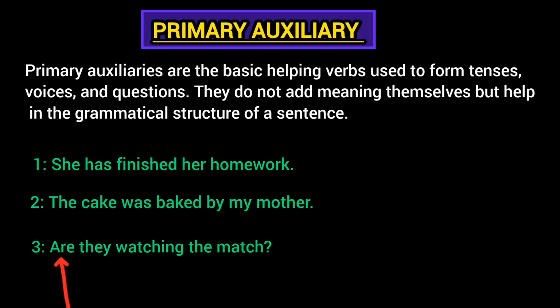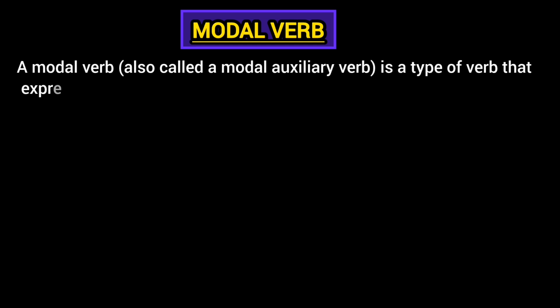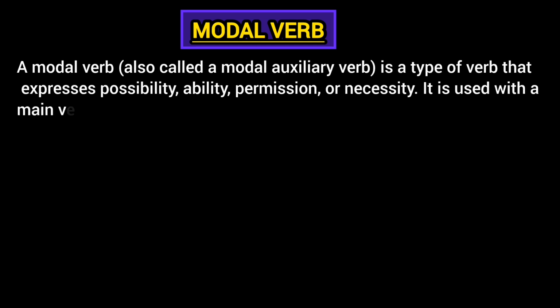As you have understood the primary auxiliary, let's learn modal verbs. It can be defined as: a modal verb, also called a modal auxiliary verb, is a type of verb that expresses possibility, ability, permission, or necessity.